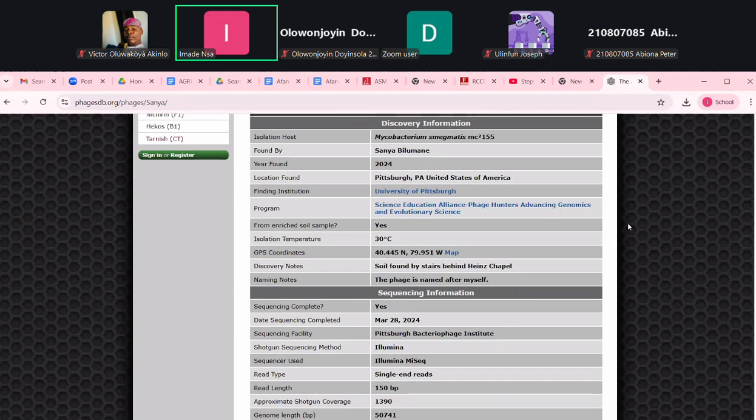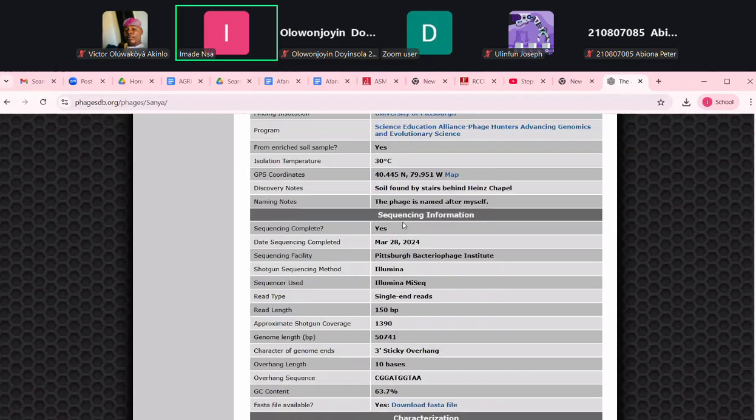Then sequencing information. Is the sequencing complete? Yes. When was it completed? 2024. Who was the sequencing facility stated? What type of sequencing method? For those who have had projects with me, you can say one or two things on Illumina. You know Illumina HiSeq, but this is Illumina MiSeq. The read type, single reads. The read length, 150 base pairs. What is the coverage? 1,390. What is the genome length?